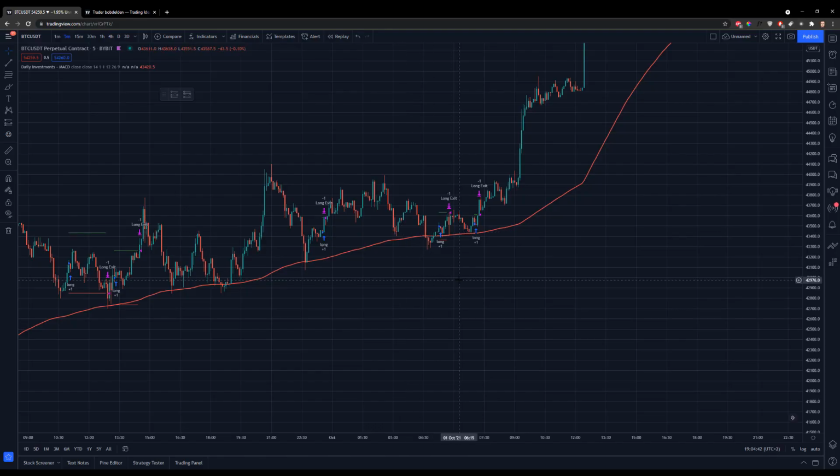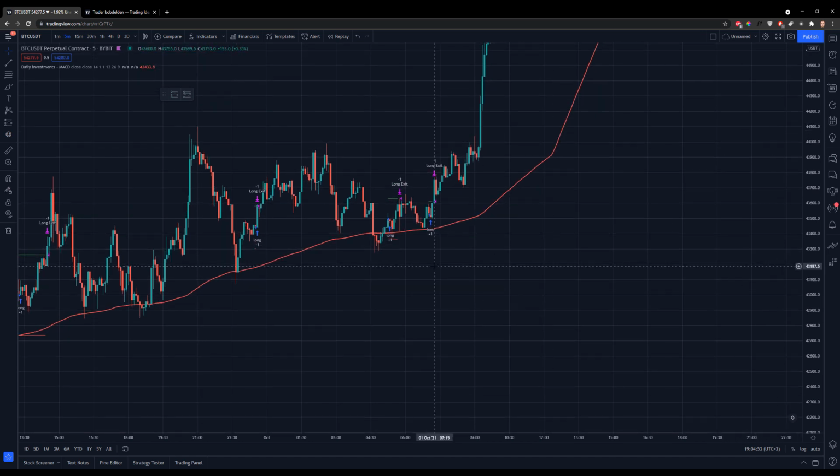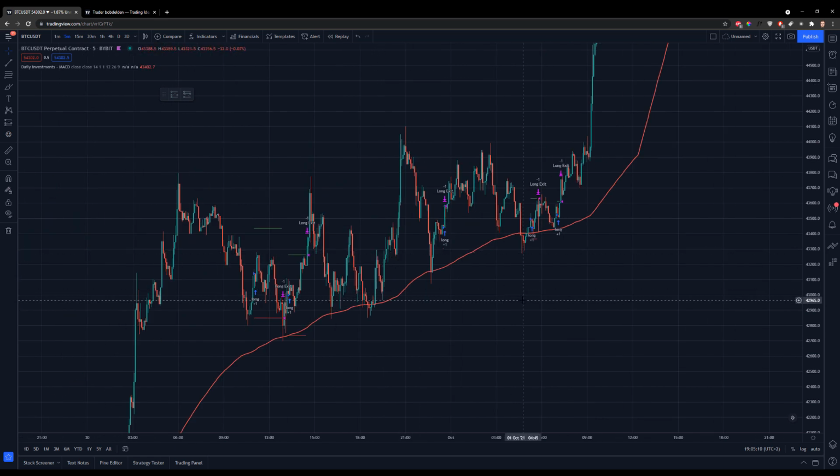Hey traders, today we are going to look at my own created indicator. This indicator is using a few other indicators. It's using the MACD, the RSI and the EMA, and together with this indicator I will give you long and short entry positions. The name is Daily Investments purely because I made it myself.